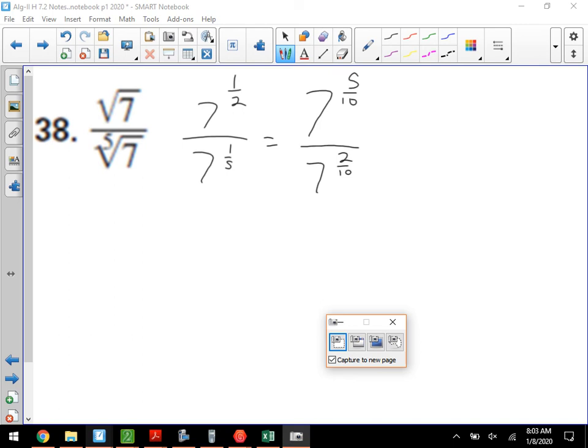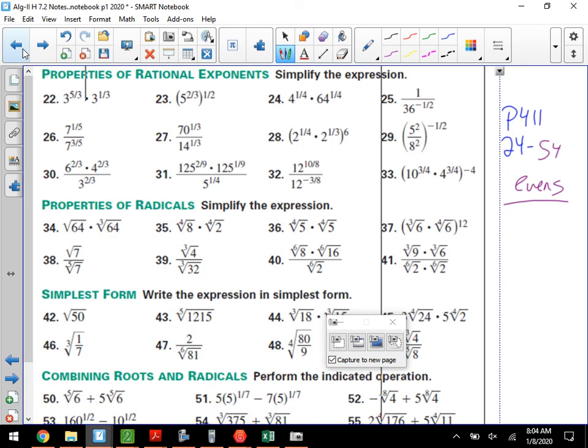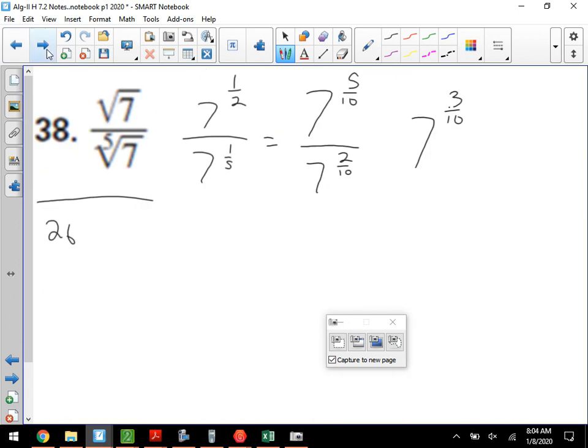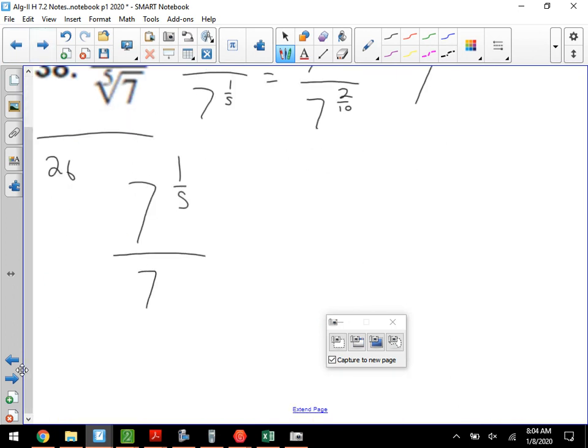You okay with that? Now, we knew right away that I had to play war. The denominator was going to move up, so it's no big deal. Your final answer was 7 to the 3/10. Correct? All right. The difference between that one and, it was 26, right? Yeah. And 26, it was 7 to the 1/5 over 7 to the 3/5.